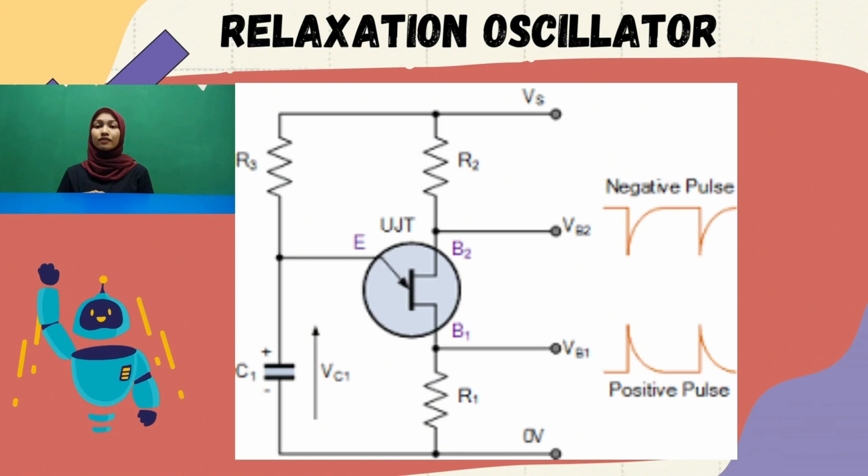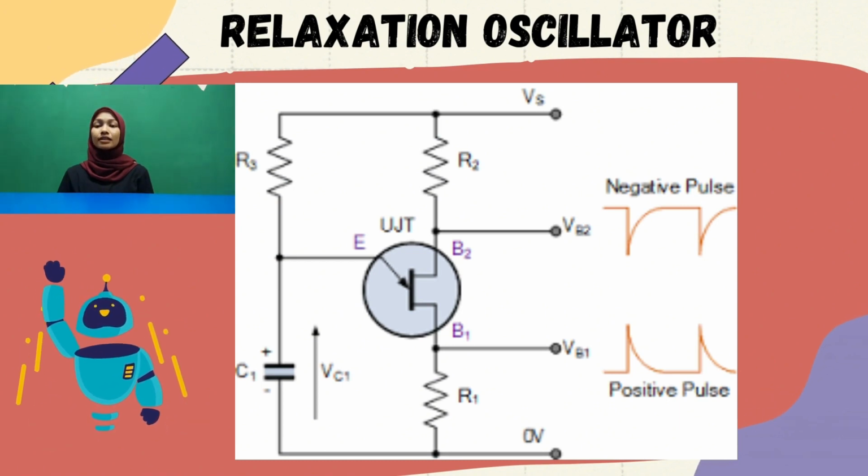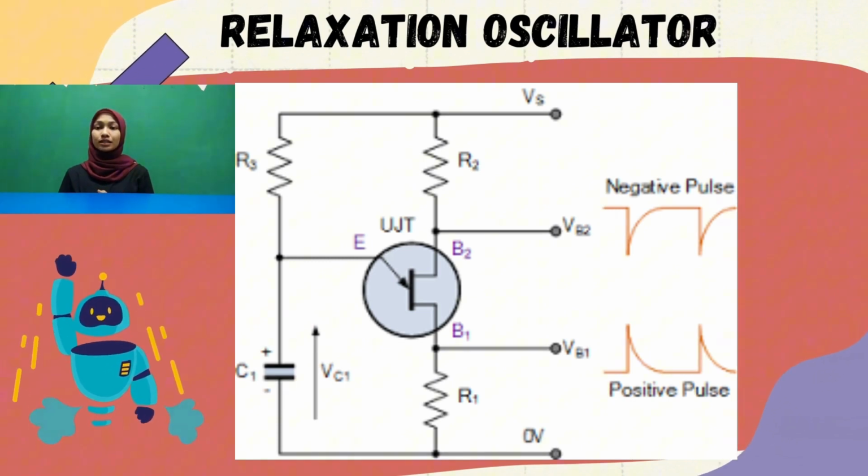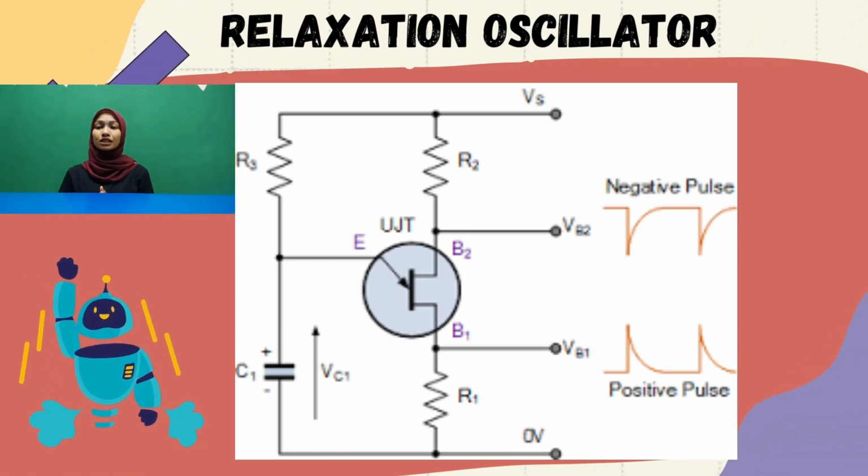So, before we dive into the relaxation oscillator, let's understand the broader context of oscillators. Oscillators are circuits that generate periodic waveforms. Today, we are focusing on a specific type, the relaxation oscillator. So, what actually is a relaxation oscillator? Simply put, it is a circuit that produces a non-sinusoidal waveform, like a square wave, through the periodic charging and discharging of a capacitor. Let's explore how it works.